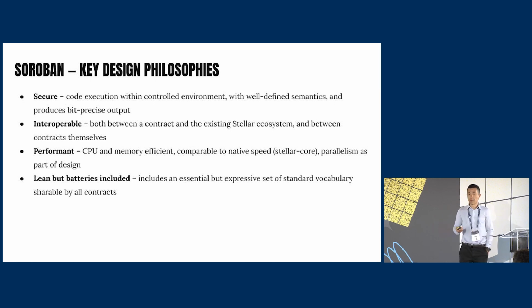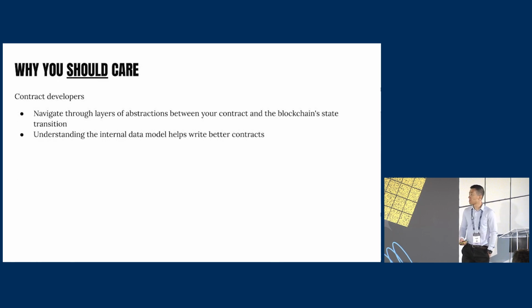It has to be performant. Ideally, we want running a contract to be as CPU and memory efficient as running native Stellar code. And as part of this design, we also have parallelism compatible wherever possible. Last but not least, we want it to be lean, which means we want to include an essential set of features, but we also want these features to be expressive and usable by all contracts.